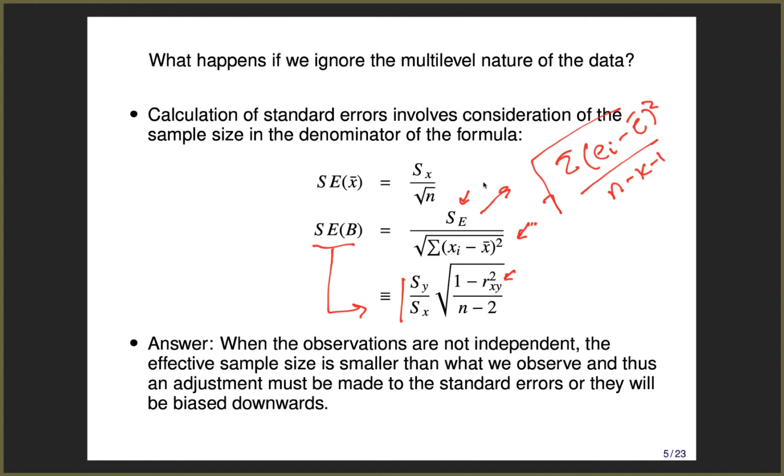So here you can see that n is an important piece of information, right? The sample size. When the observations are not independent, the effective sample size is smaller than what we observe, and thus we have to adjust the standard errors or they'll be biased downwards.